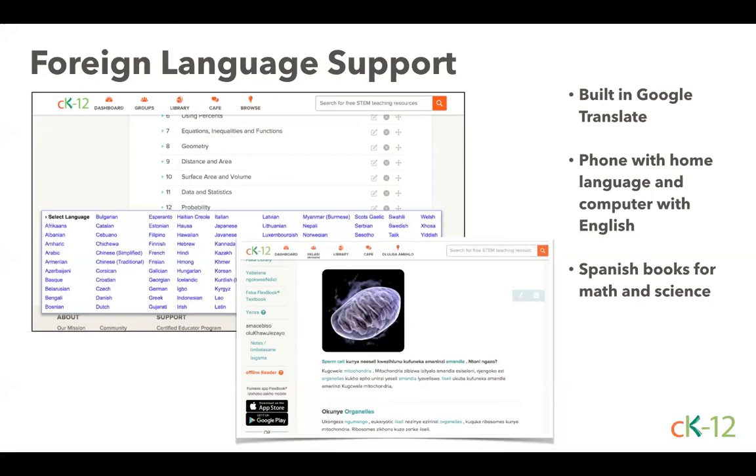I also want to point out that we have Spanish books for many of our math and science branches that have been translated by native speakers. This was done through work with the Intel Foundation, and we've worked with them to create these really wonderful books that were not just machine translated, but were actually created by Spanish speakers.